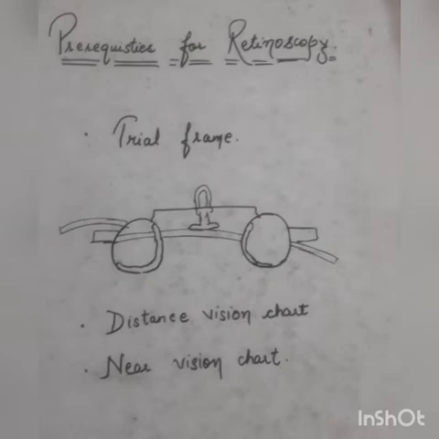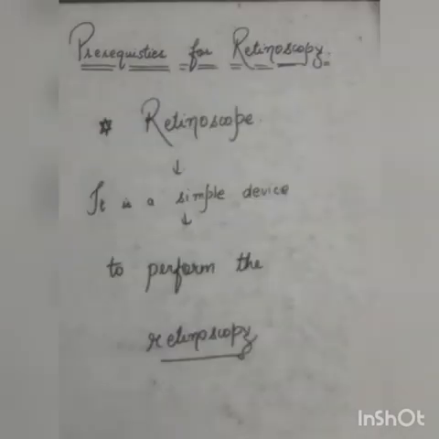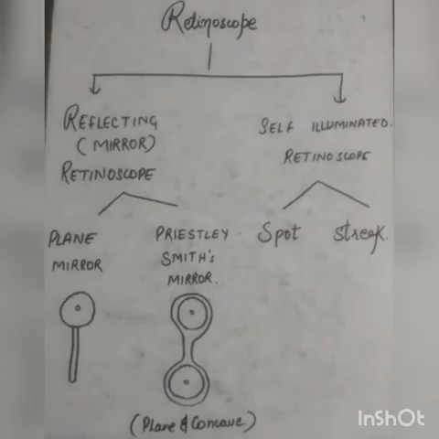Now, last but not the least, the most important is the retinoscope. So our question is, what is a retinoscope? The answer is, a retinoscope is a simple device which is used to perform retinoscopy. Now we come to know the difference between retinoscopy and retinoscope. We can easily say that retinoscopy is a procedure and retinoscope is an instrument which is used to perform retinoscopy.